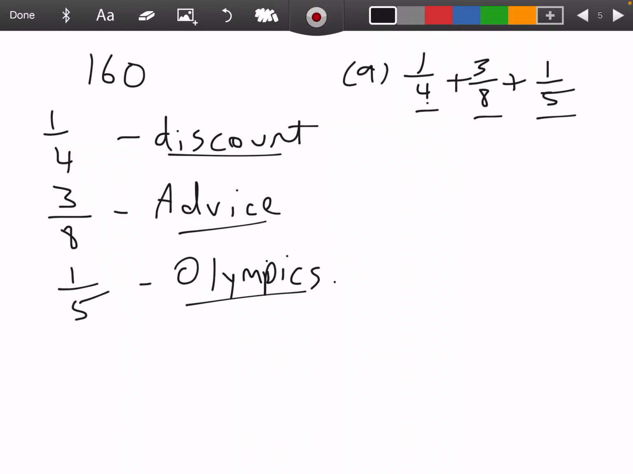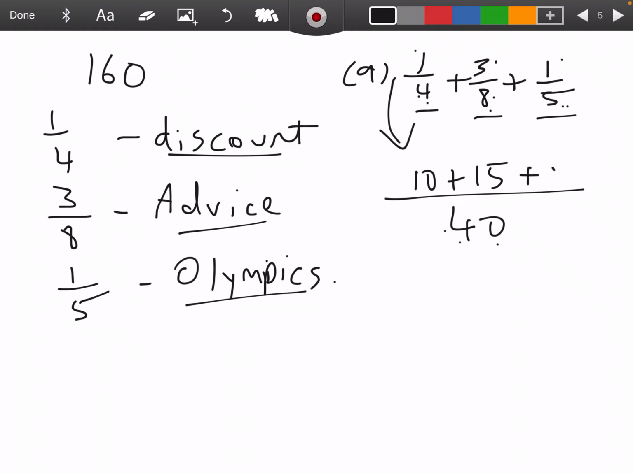So I need to get my common denominator of 4 and 8 and 5 in this case, which is going to be 40, because 4 goes into 40, 8 goes into 40, and 5 goes into 40. So change that. Again, 4 into 40 goes 10 times. So 10 times 1 gives me 10. 8 into 40 goes 5 times. 5 times 3 gives me 15. And 5 into 40 goes 8 times. And 8 times 1 gives me 8.